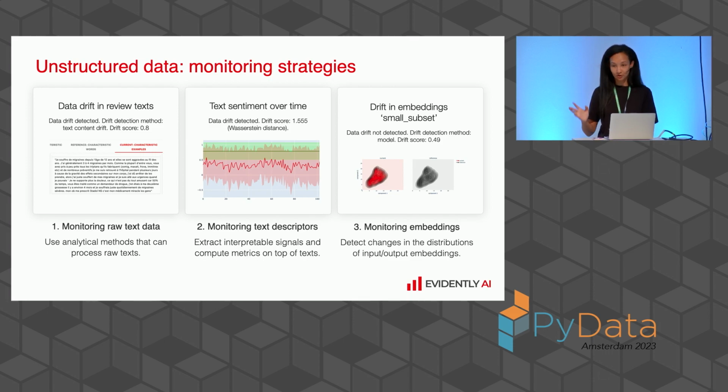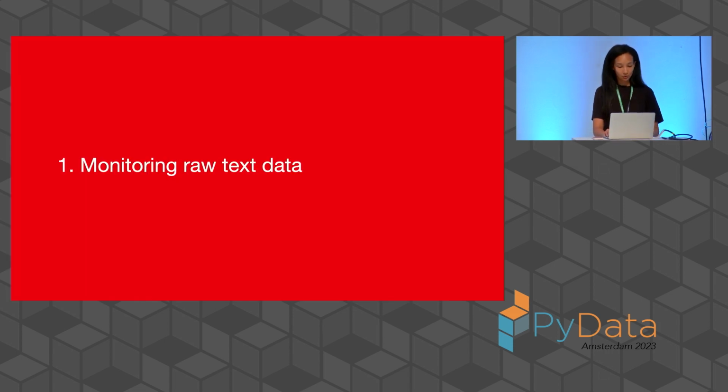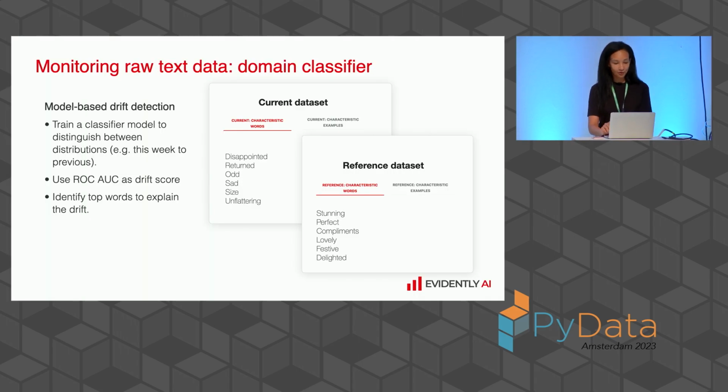So first is monitor raw text data if you have access to such data. Second is create some descriptors. And finally, we can monitor embeddings as well. And let's go through them one by one. So first is monitoring for raw text data. Well, for raw text data, we can build quite a lot of things, but I would like to underline 2 main topics which I really like.